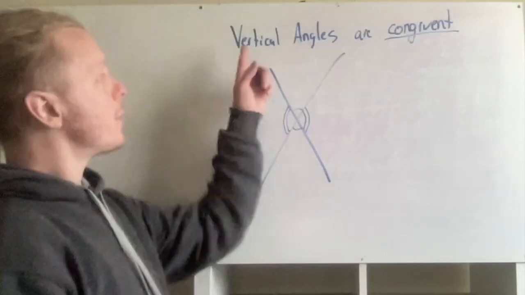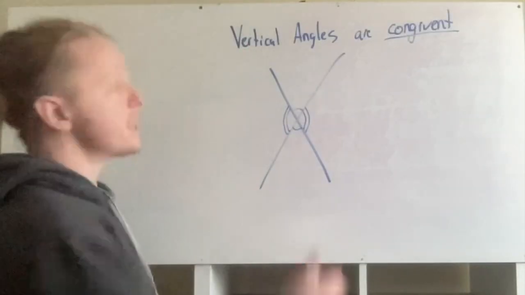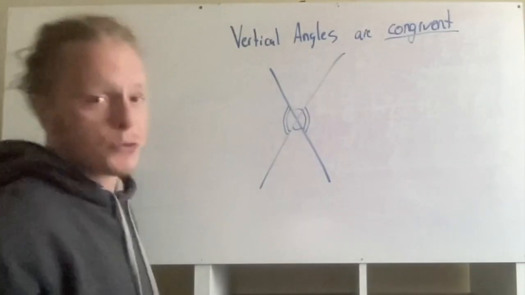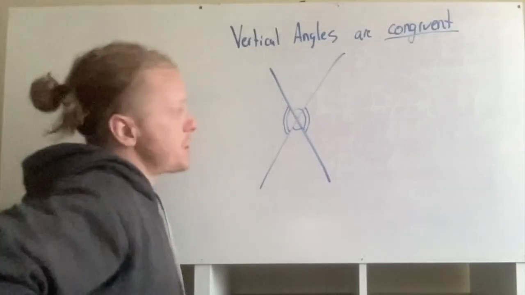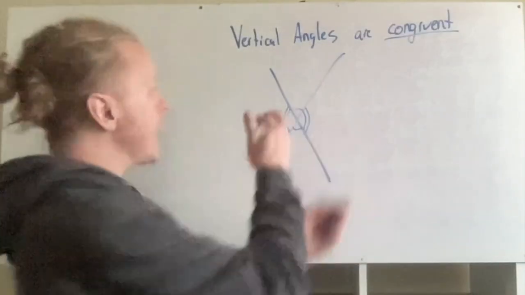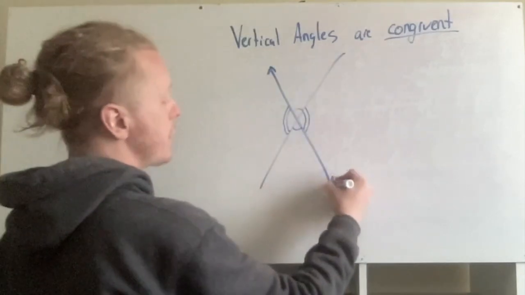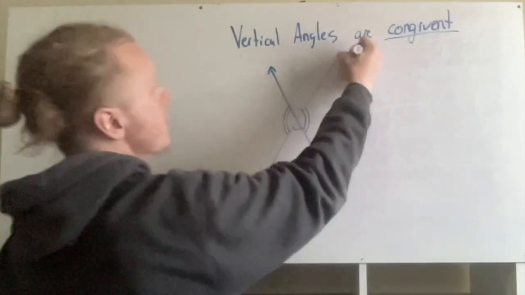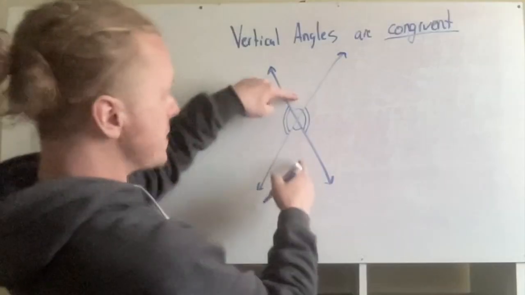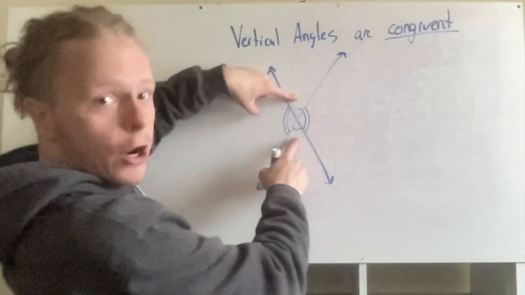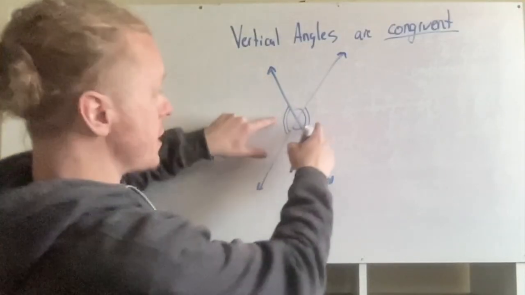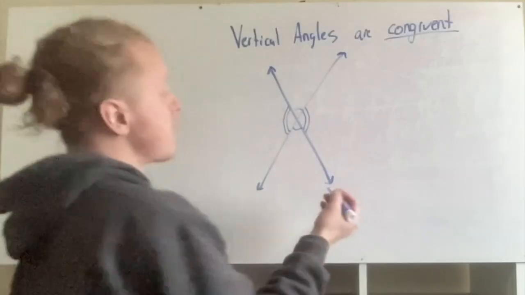Okay, so the next thing I wanted to talk about is this concept of vertical angles. If we have a situation like this, where two lines are intersecting each other, it's going to create two pairs of vertical angles. This angle here and this angle here are going to have the same value, as well as this one and this one. And let's go ahead and prove that to ourselves.